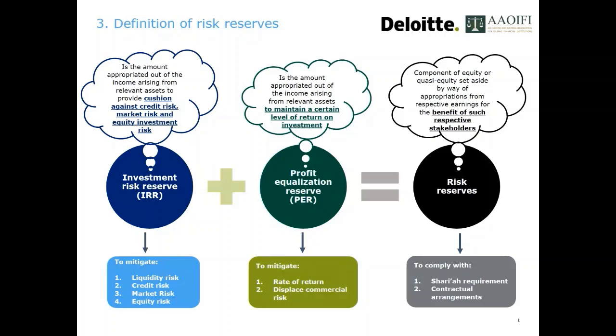Now, before the creation of the risk reserves, what are the conditions that have to be met? There are two main conditions that must be fulfilled before creating the risk reserves, whether it's IRR or PER. Firstly, Sharia approval, and secondly, and most importantly, a contractual arrangement with the depositor or the investment account holder is required as a precondition before we set the reserve.